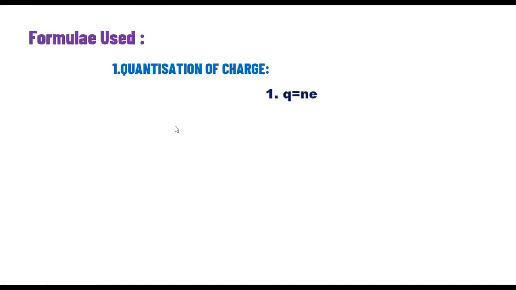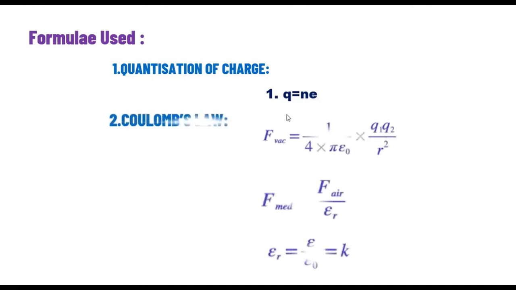Now we will start with the first formula, quantization of charge, which is Q equals n e. I have already explained this formula in detail, and in this video we will discuss how to use it in numericals. Second, we will use the concept based on Coulomb's law. The formulas we have learned in the previous topics are the force between two point charges in vacuum, the force between two point charges in a certain medium, and the relative permittivity, epsilon r, which equals the ratio of the permittivity of the intervening medium to the absolute permittivity of free space.